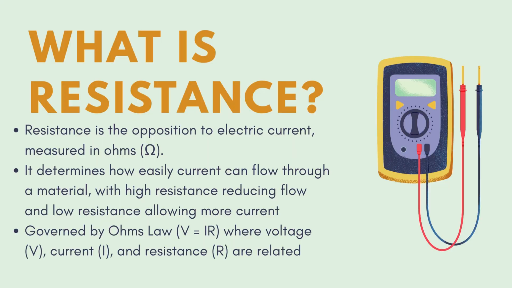Resistance is essentially the opposition to electric current, and it's measured in ohms. Think of how easily current can flow through a material. For example, materials like copper allow more current to pass through because they have low resistance, while materials like rubber reduce current flow because they have high resistance.